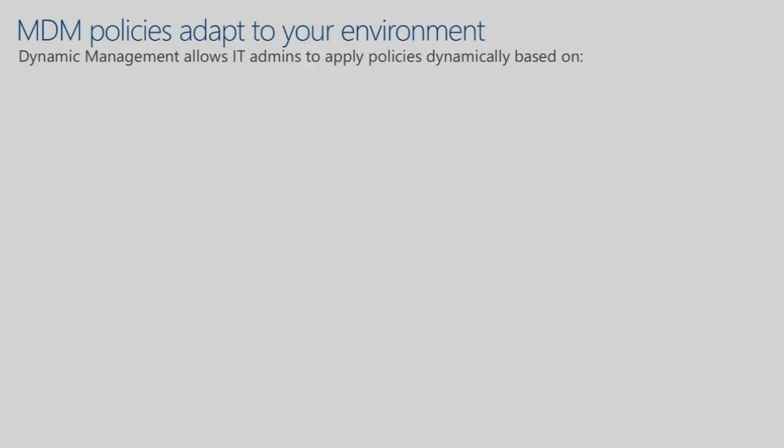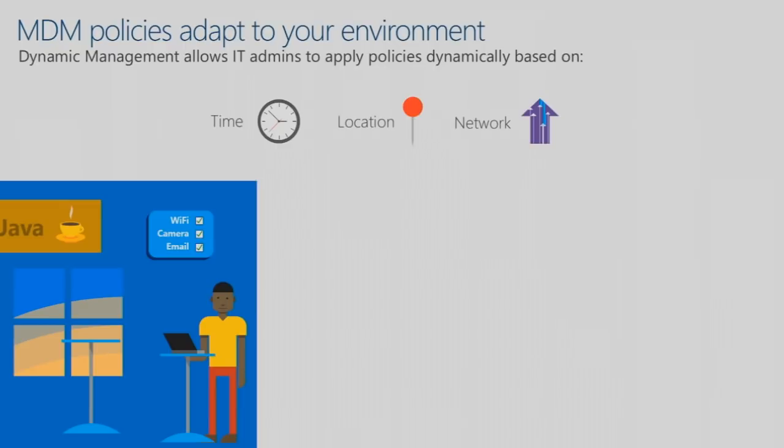What dynamic management allows you to do is configure policies on end user devices that can adapt to triggers such as time, location, or network. What that means is, if I have a device and I'm sitting in a coffee shop, the device can be configured to know, okay, I'm connected to an open network and I'm connected to this known location. It's low risk. My device's Wi-Fi, camera, and access to email will all still be on.